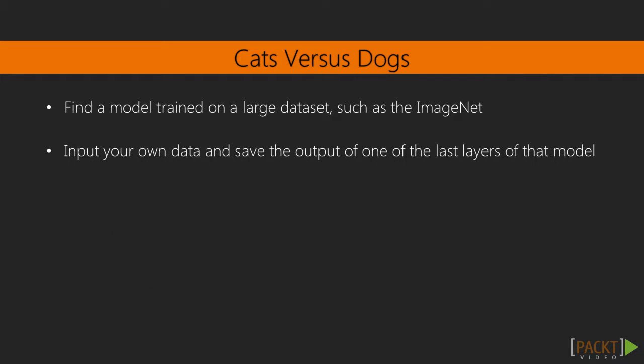Here is an alternative to training a model from scratch. First, you find a model that was previously trained on a very large dataset, such as ImageNet. You get this model and then you input your own data and save the outputs from one of the last layers of that model. You consider these outputs as features, and then you finally learn a classifier on these features. I first heard of that idea at the website for the Kaggle Cats vs. Dogs competition, so I recommend you take a look at their forums to learn tricks like those.